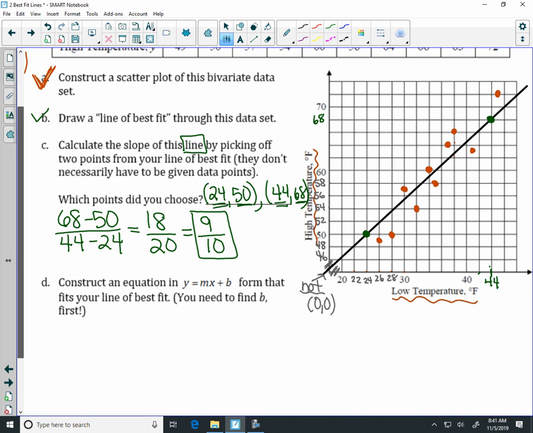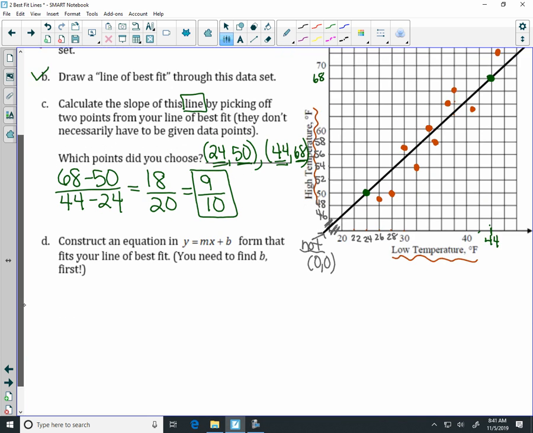If you got a slope of 8 over 10 or something in this area, fine. It definitely should be positive, right? We have an uphill line, so we definitely should have a positive slope.